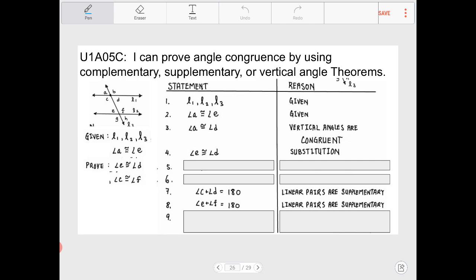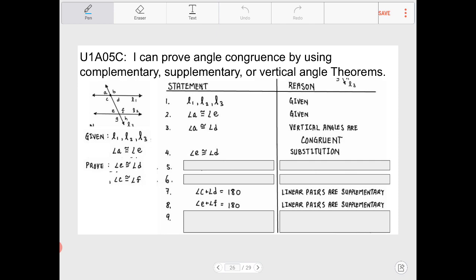If you're wondering why I skipped lines 5 and 6, that's because in line 5 and line 6 I had declared C and D to be linear pairs as well as E and F to be linear pairs. And I've said in the beginning of the video that I'm not going to require you to declare that, that you can just merge those two concepts together. So C and D must be supplementary and E and F must be supplementary because linear pairs are supplementary.